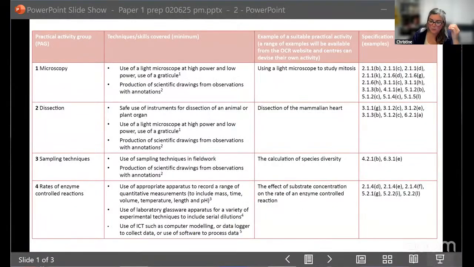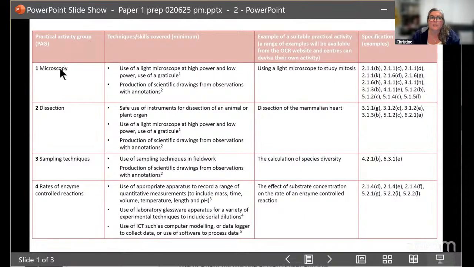One of the things that I wanted to talk about on tonight's session is making sure that you have taken the time, because people keep asking me about the practicals and the PAGs, and how you can ensure that you have covered that. When you look at your specification, there is a part that shows you what the practical activity group was. Number one, microscopes. It also tells you the techniques or skills that should be covered as a minimum. This is there for us as teachers, but it's also there for you as students to guide you.